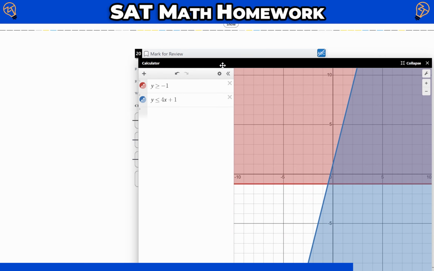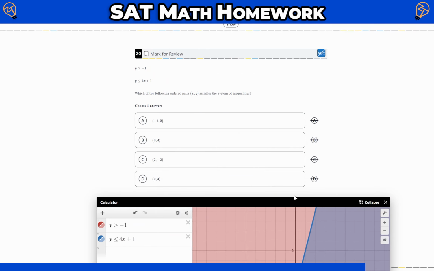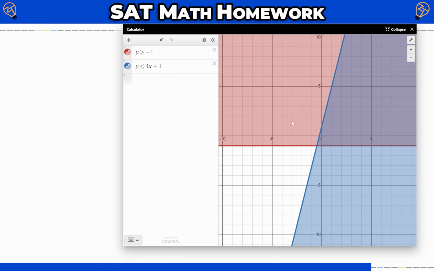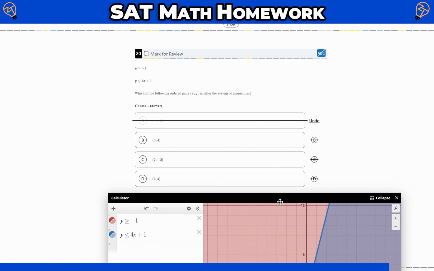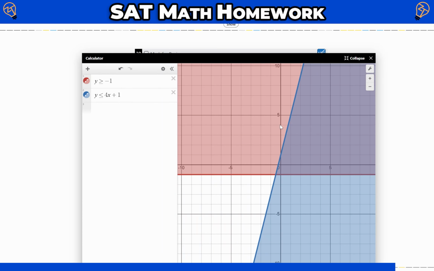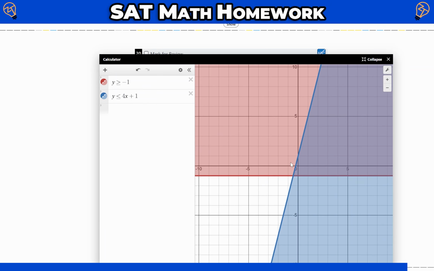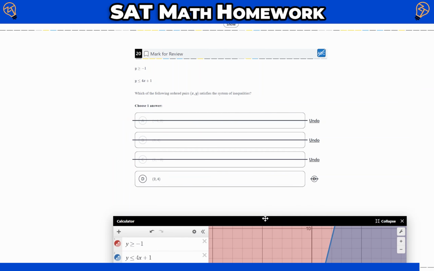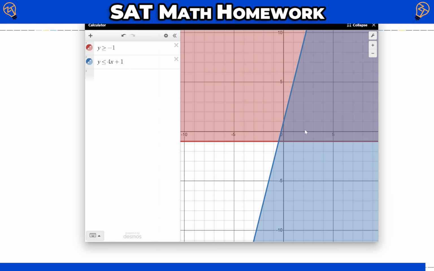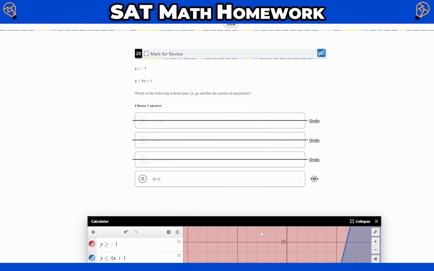In other words, we're looking for this dark shading, so right here. So we'll look at all these different ordered pairs. So for example, we'll look at option A, which was -4, 2. And if you go here, -4, 2, oh, that's in the red, but not in the red and blue shading. We could look at option B, 0, 4. 0, 4 is up here. It's in the red, but it's not in the overlap. Option C, 2, -2 is going to be down here. So it's in the blue, but it's not in the intersection of the two. And then finally 2, 4 is right here in the intersection of the two. And we get our answer is D.